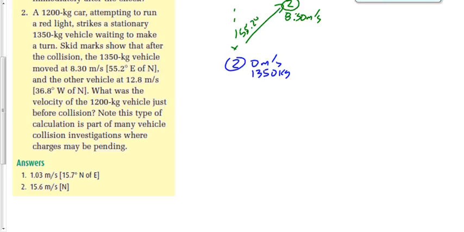The other car, car 1, goes off this way with a velocity of 12.8 meters per second and an angle of 36.8 degrees west of north. Which way was car 1 going before the collision took place? Well, I think it's pretty safe to assume that car 1 is down here somewhere and is going up this way somewhere.